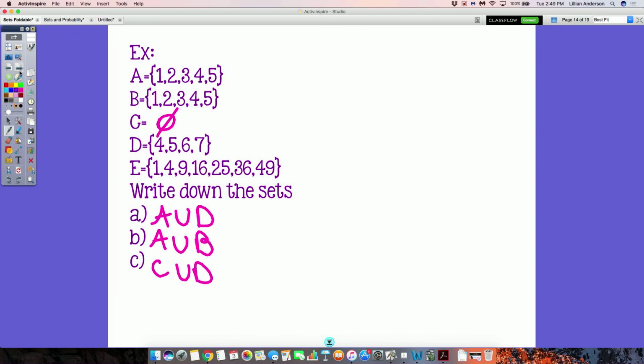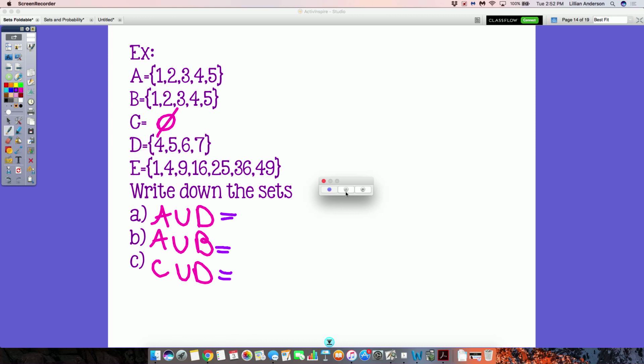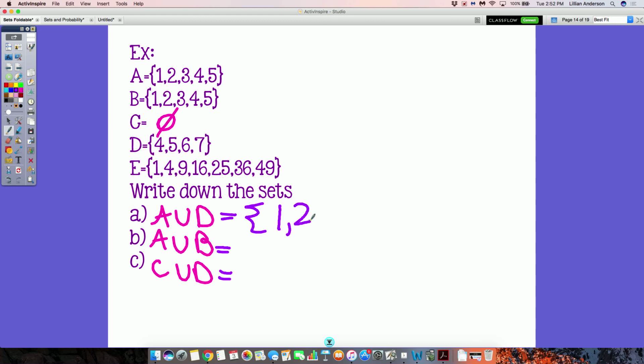On your desk, you are doing A, B, and C, standing up. Okay? So that means A union D. Remember, union means or. Union means everything that's in A, D, the overlap, everything. So in unison, in order, what is A union D? 1, 2, 3, 4, 5. I said union like you in church. 1, 2, 3, 4, 5, 6, 7.